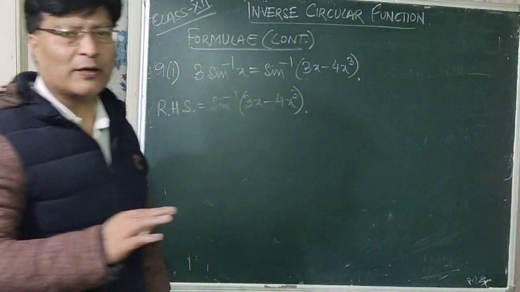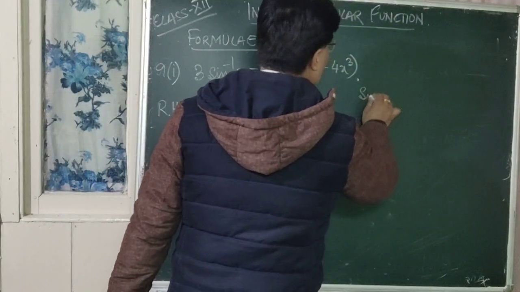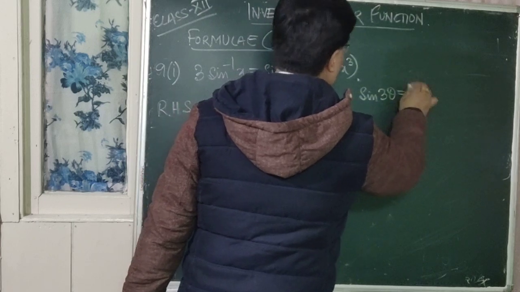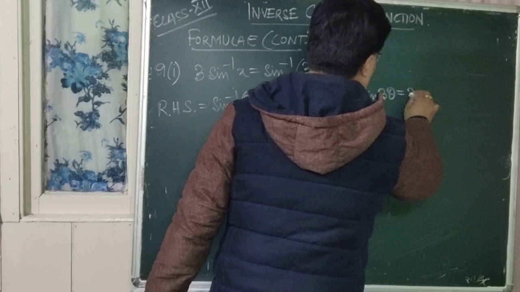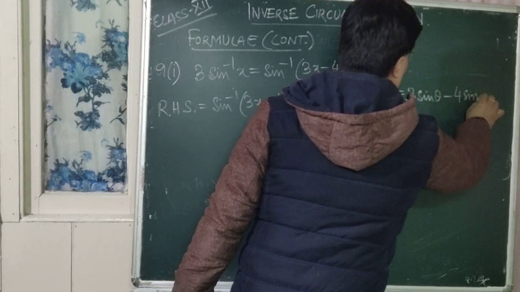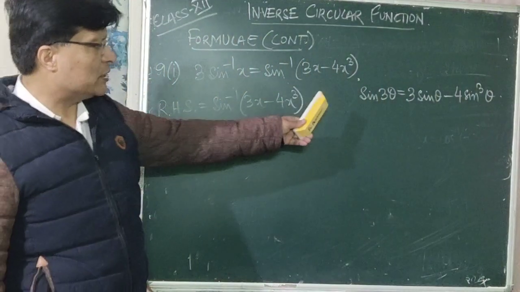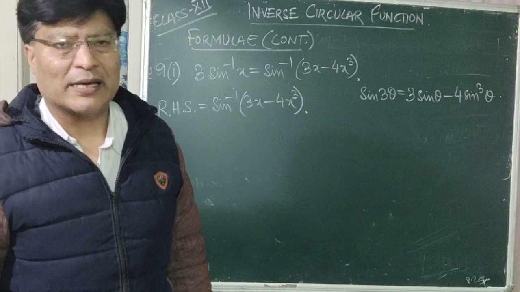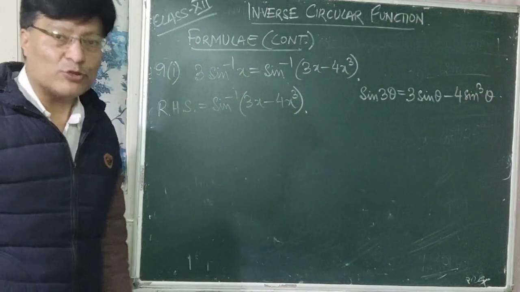You can use the formula from multiple angles in this case also. The formula that we will use here is sine 3 theta. You know this formula, isn't it? Sine 3 theta from multiple angles. So it is 3 sine theta minus what? 4 sine cube theta. That is, sine 3 theta is equal to 3 sine theta minus 4 sine cube theta. So this is the formula that you can use here.